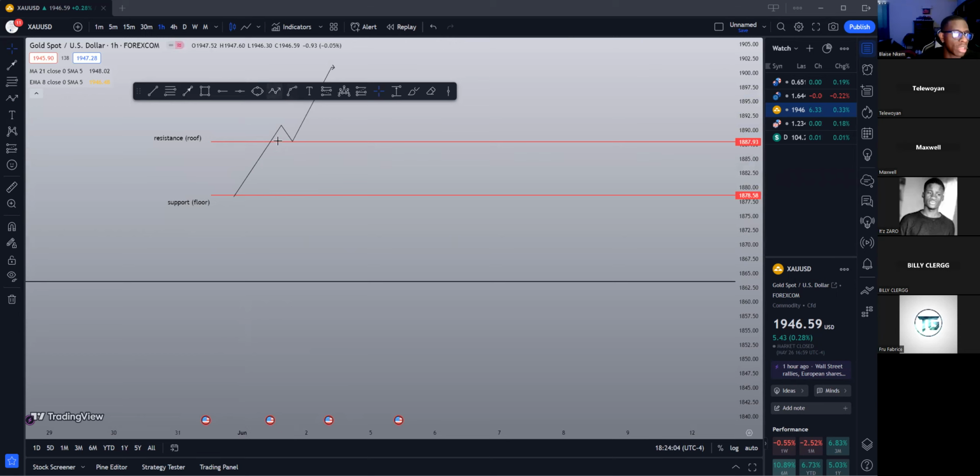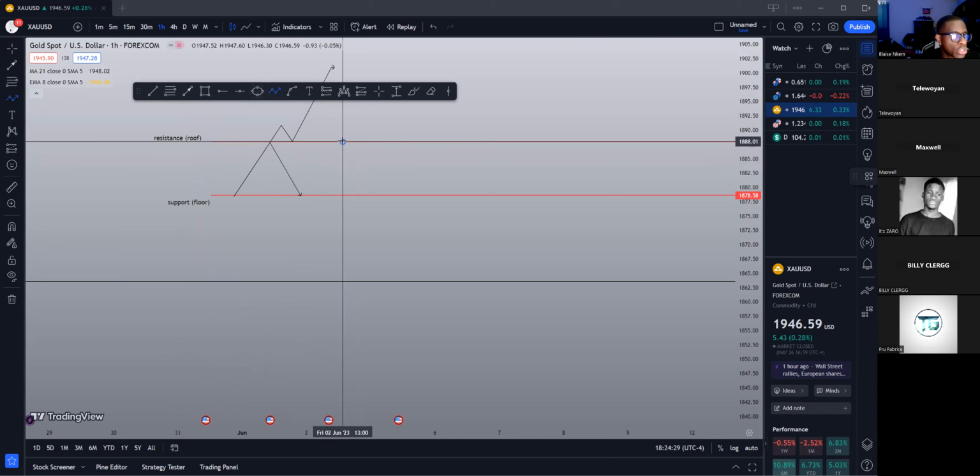Rejection basically means it bounces off and goes down. That is rejection. Continuation is where it has a break and retest that turns the resistance now into support. So it's like you go upstairs, and the roof that was above your head becomes the floor. Simple. And vice versa for support.